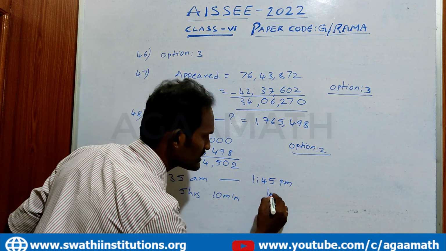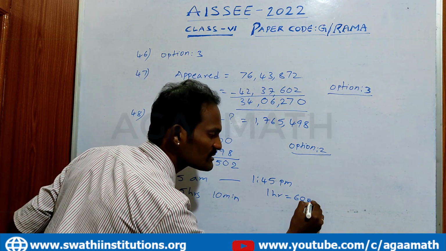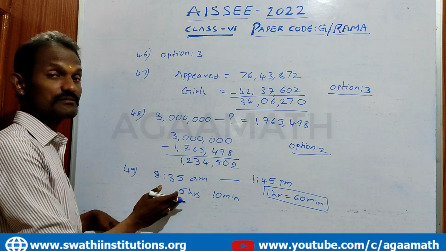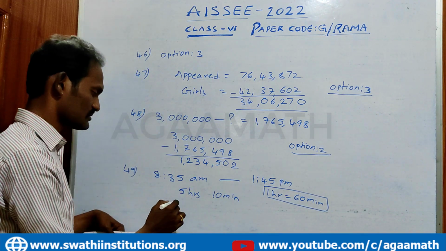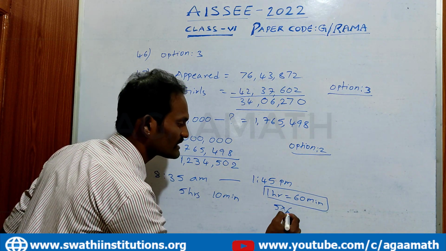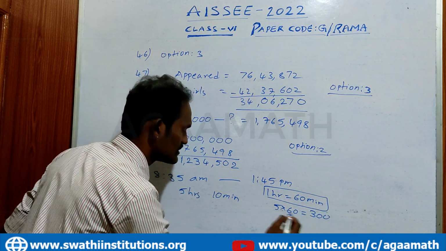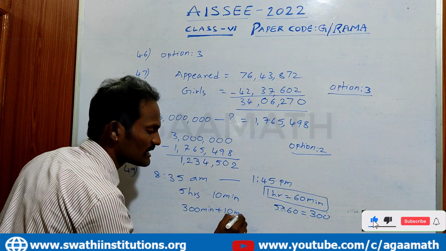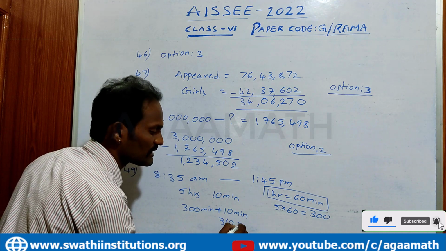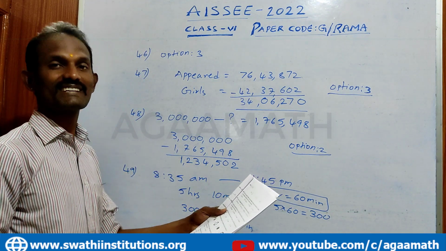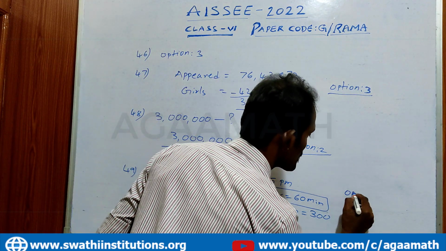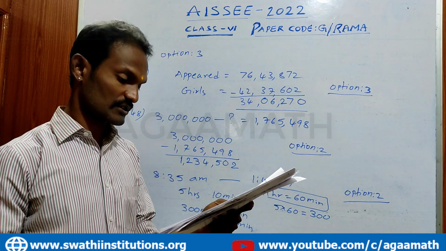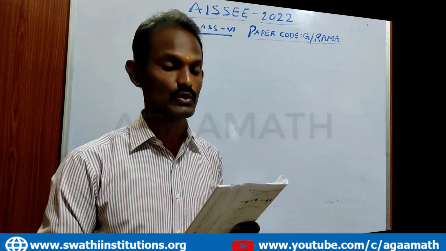1 hour is equal to how many minutes? 60 minutes, right? So 5 hours means 5 times 60, which is 300 minutes, plus 10 minutes. So the total is 310 minutes. So the option is 2. This is the answer for question number 49.